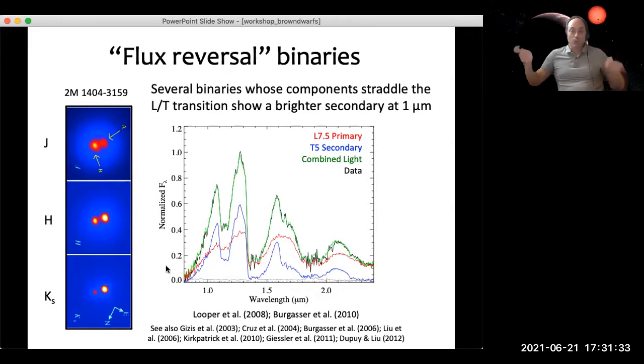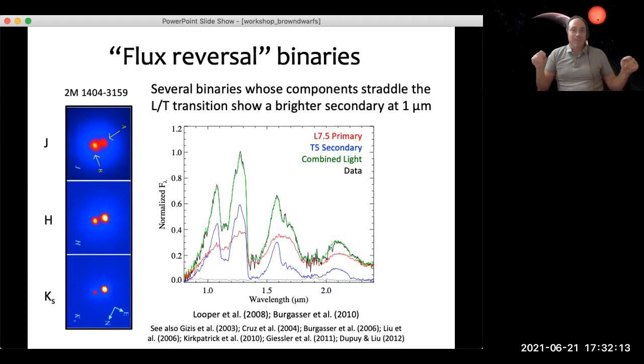And when we use the spectra to figure out what's going on, what we've done here is this black line is the observed spectrum of this binary combined. And then we've created a model that's actually the combination of what we think the primary is, which is the L dwarf, this red line here, and the secondary, which is the blue line, which is the T dwarf. And you can see that indeed, at some wavelengths, the T dwarf is brighter, and at some wavelengths, the L dwarf is brighter. Now, this might seem like a little detail, but this is not something we normally see in stars. Usually when stars get colder, they just get fainter at all wavelengths.